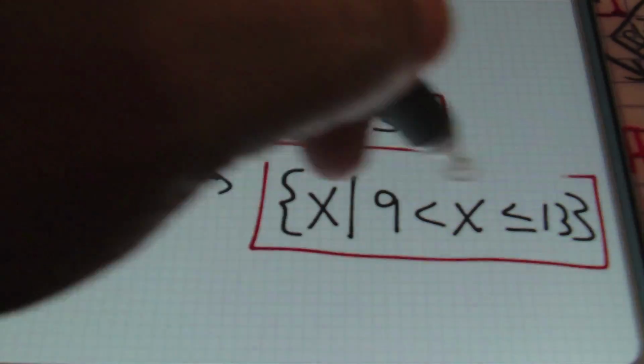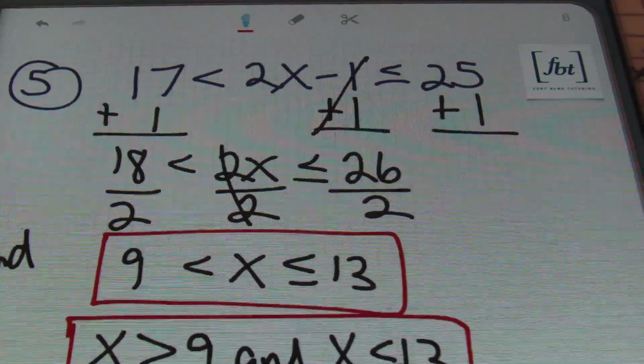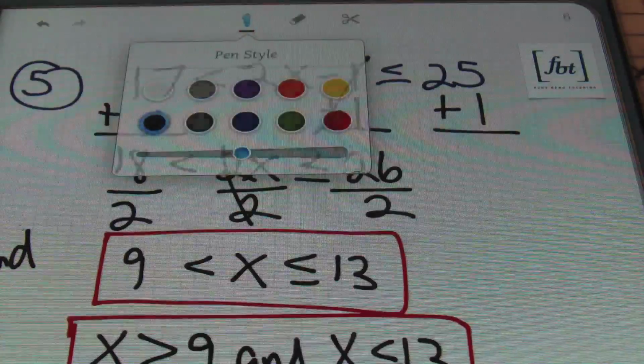We go ahead and box that up. There it is. All right, cool. That was problem number 5.